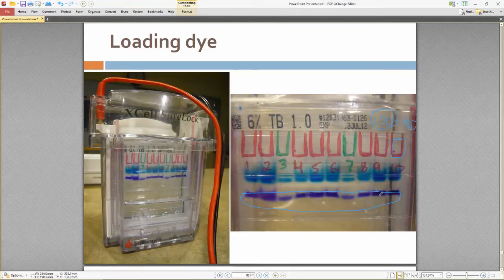So let's say that this purple loading dye is going to move at the speed of, I don't know, 80 base pairs, just for sake of example. So now we know that this purple line of loading dye will move faster than any other DNA segment that we will have in this solution. So now we know to stop the gel electrophoresis when this purple band gets to the bottom.